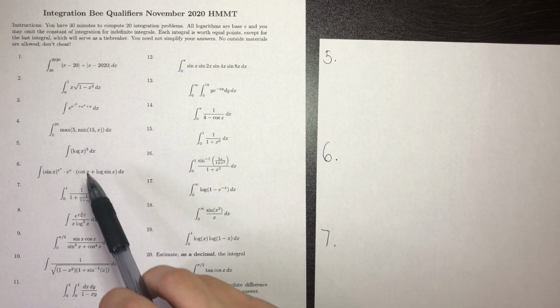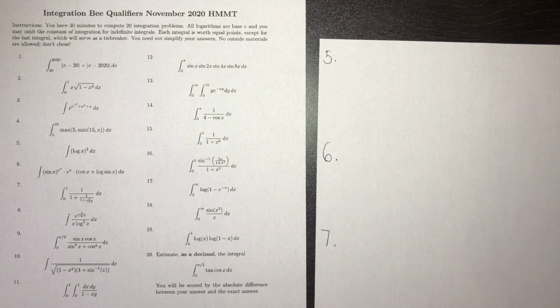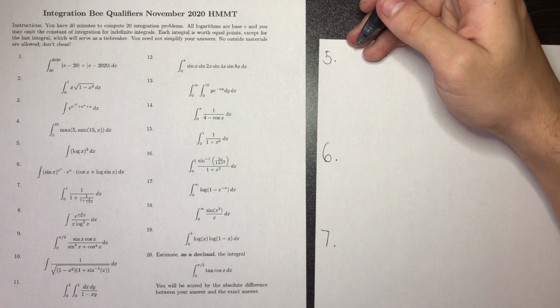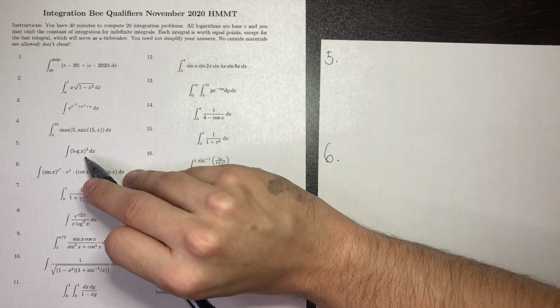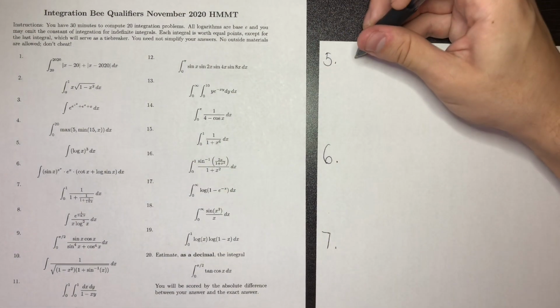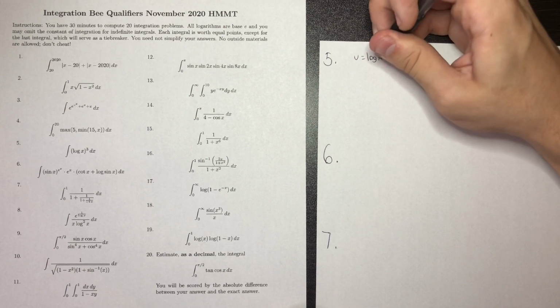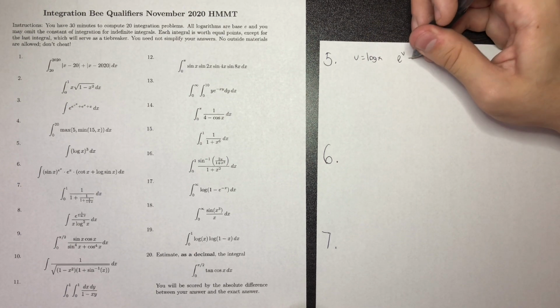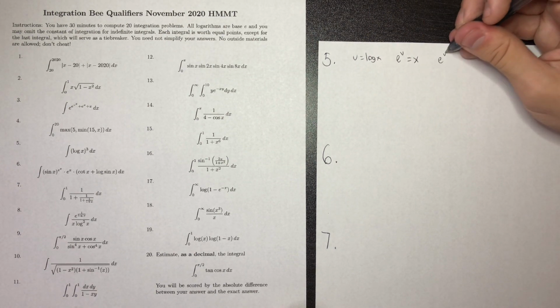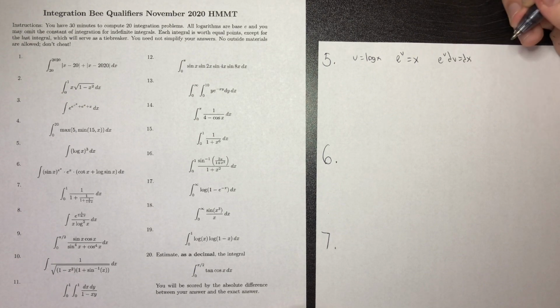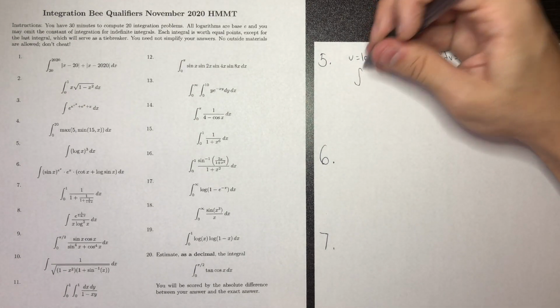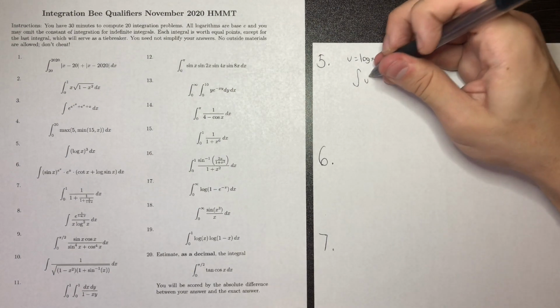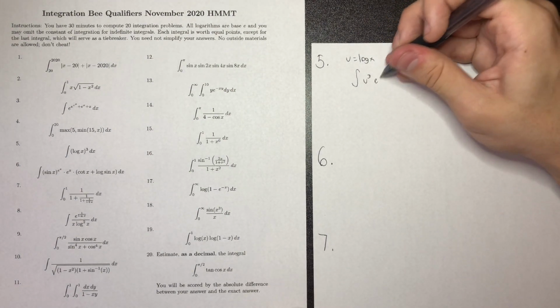So moving on to problem number 5, we have the integral of log cubed of x dx. Now, I'm immediately going to do u equals log x because I want to get rid of the log x, because that's pretty ugly. So u equals log of x, so then e to the u equals x. So then e to the u du equals dx. Okay, so now plugging this in, we have the integral of log of x is now u cubed, and then dx is e to the u du.